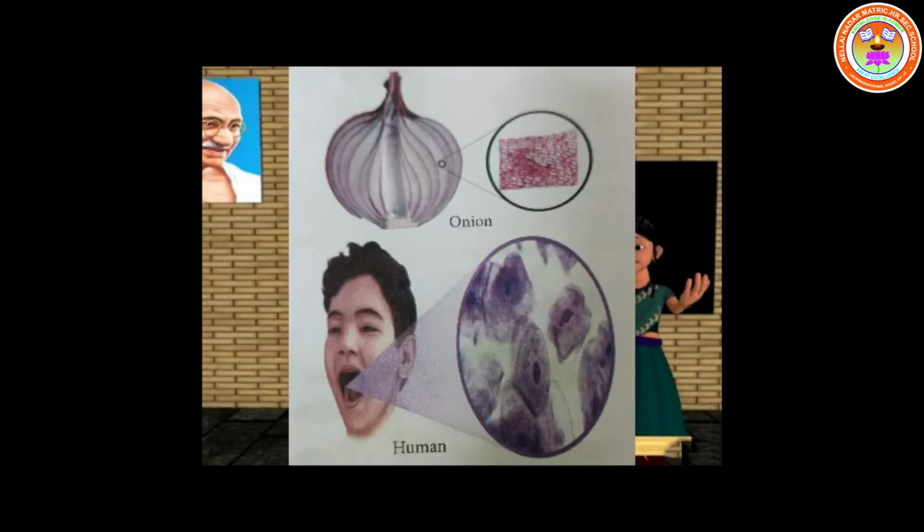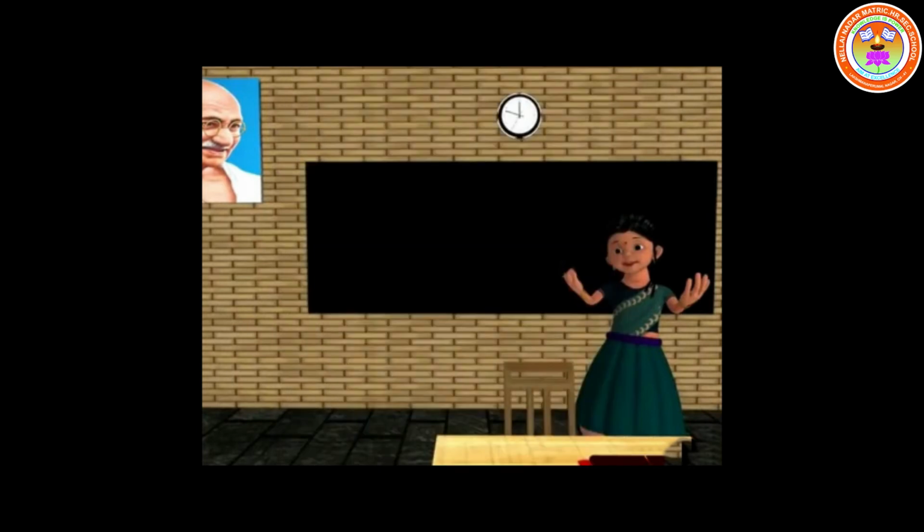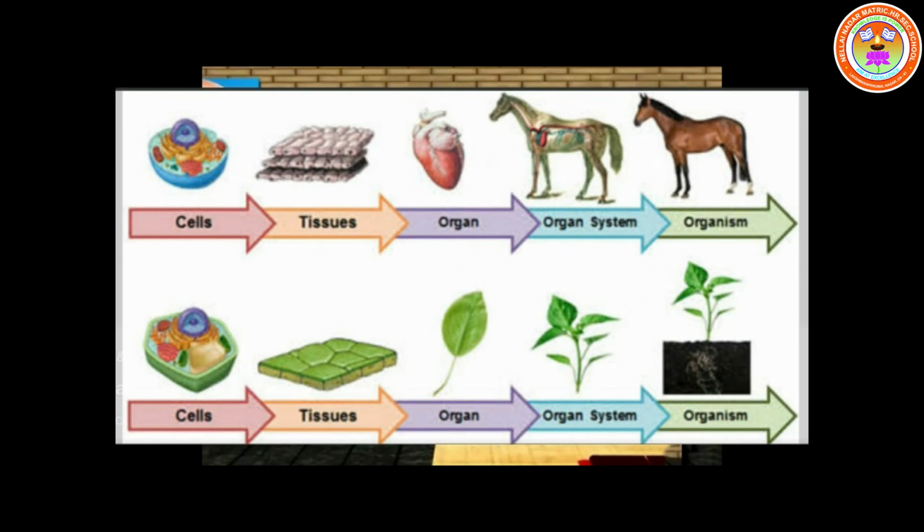You can see cells of onion and human through a microscope. Onion and man are examples of multicellular organisms. All living organisms are made up of one or more cells. Multicellular organisms like people are made up of many cells. Cells are considered the fundamental unit of life. The cells in complex multicellular organisms like people are organized into tissues, groups of similar cells that work together on a specific task. Cell to organism.